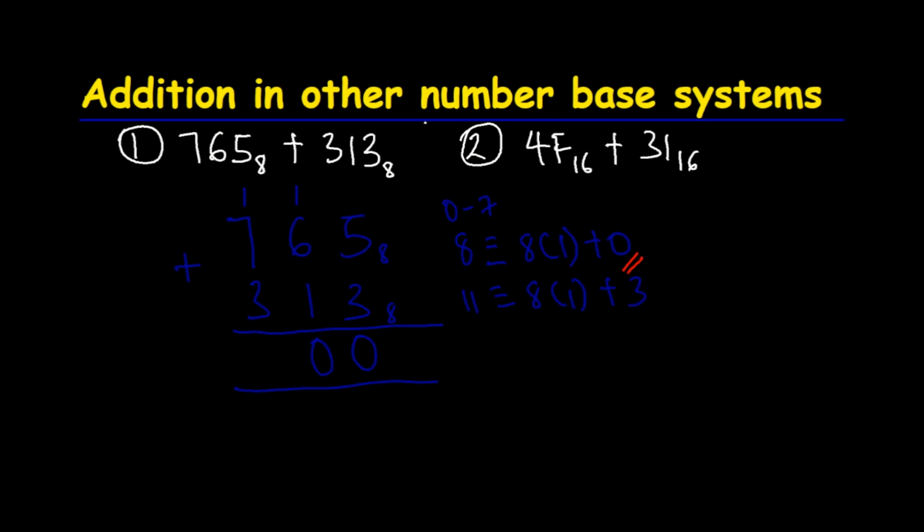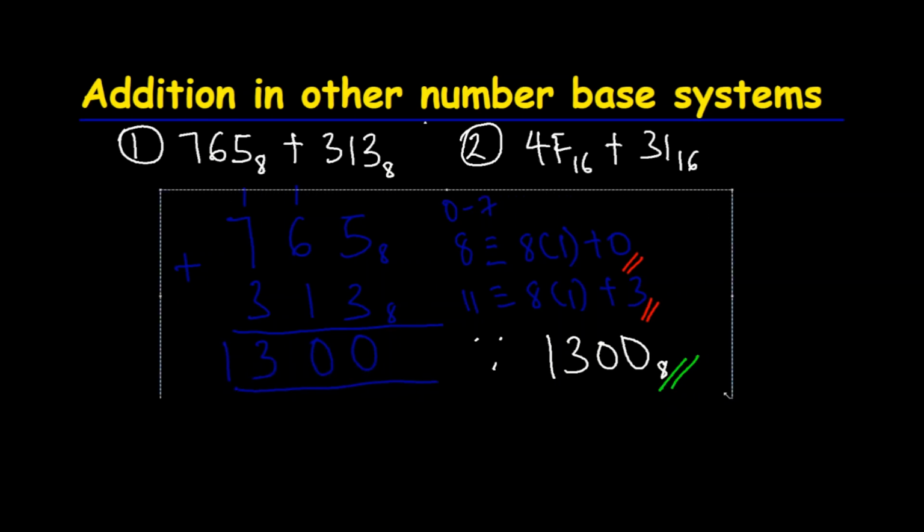So as we know, we write down this 3 and we carry over the 1. So we write down 3. Since there's no other number here, we write down the 1. So therefore, our answer, our sum is equal to 1300 in base 8. So this is our answer. So let's try the second example.